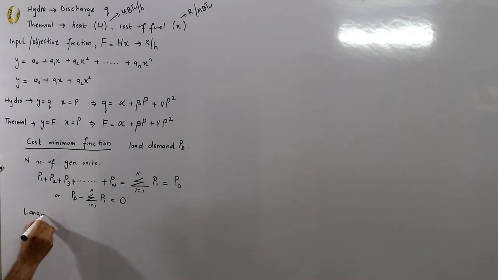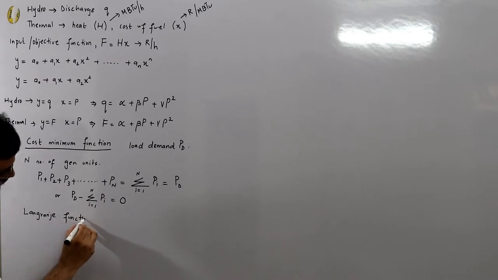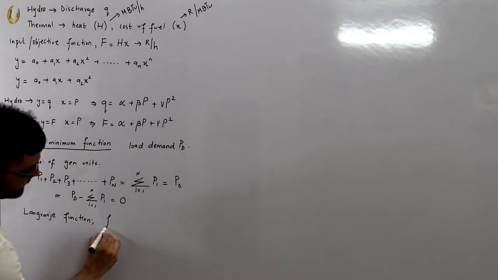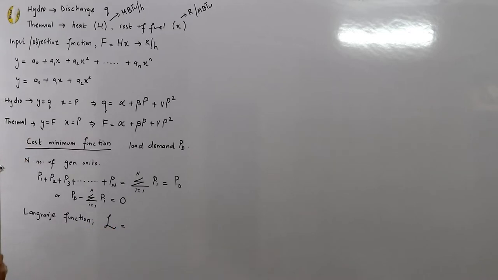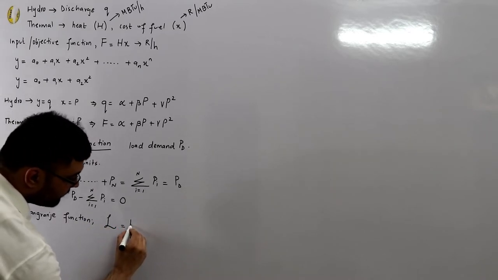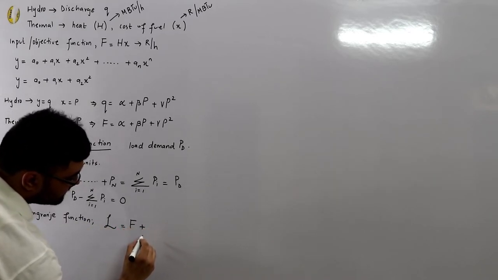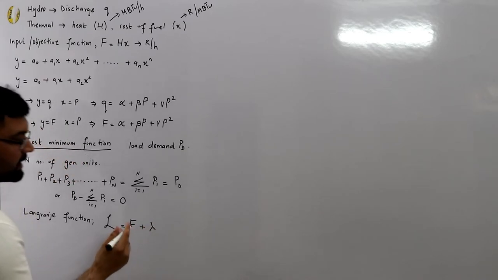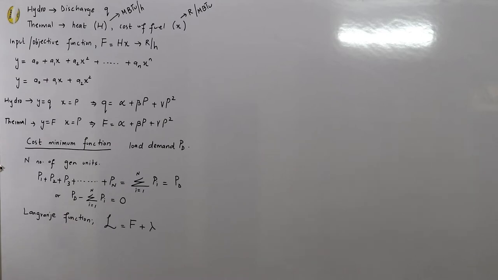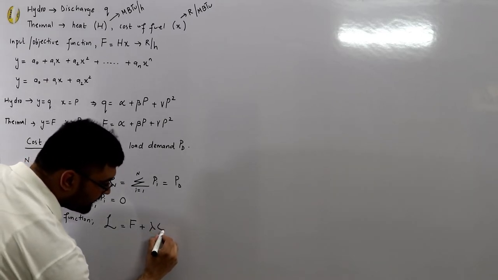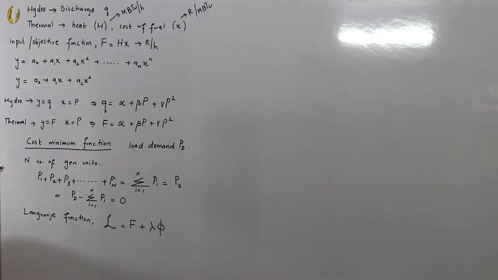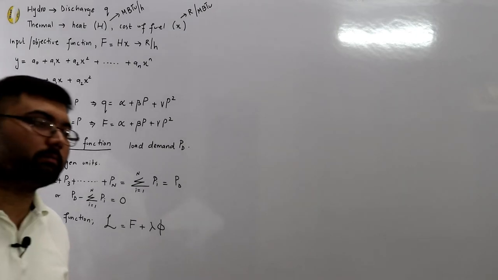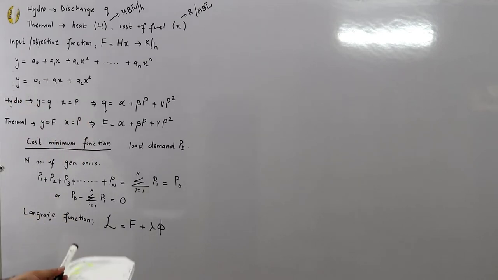Lagrange function. And what does this say? This is represented by a capital L of this sort. This is equal to F plus lambda times phi, where F is the input function and lambda is a simple constant multiplier. What is this phi? I'll tell you later.